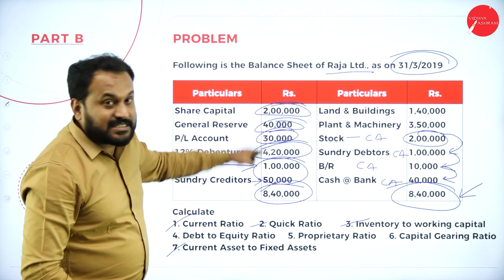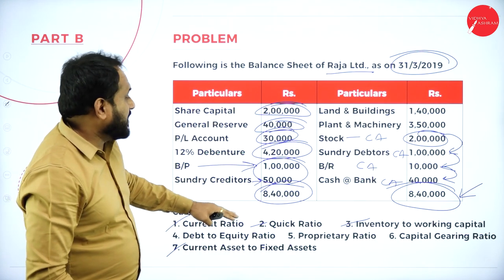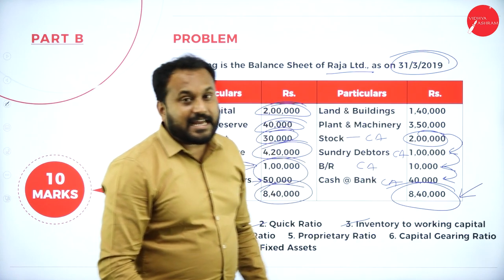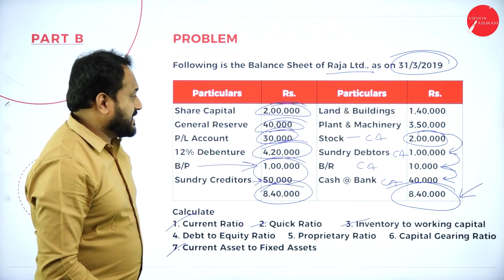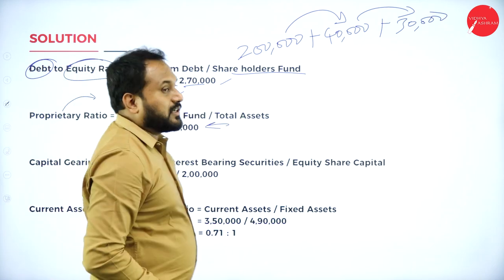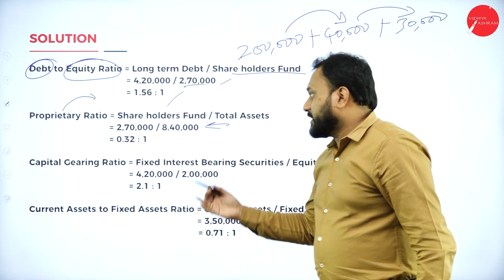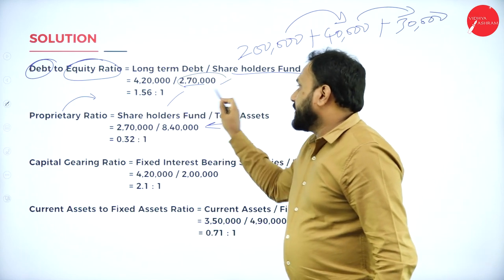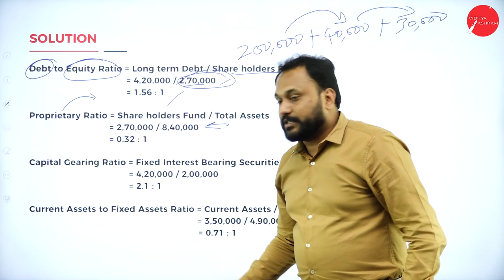Never see this. This is not the assets. These are not the assets here. These are the assets. 8 lakh 40,000 is your assets. Now I'll go with the assets, that is 8 lakh 40,000. Already I know what my shareholders fund is. Shareholder fund is 2 lakh 70. I'll write it.